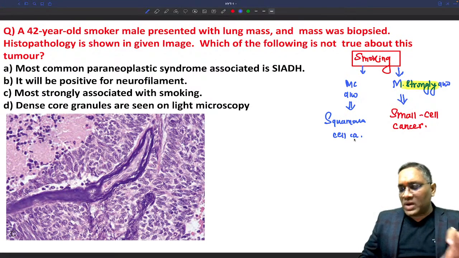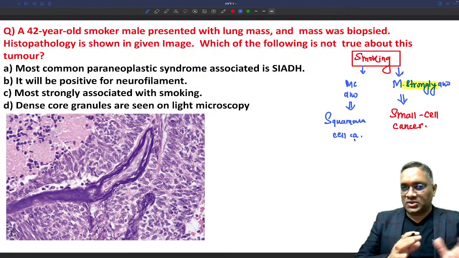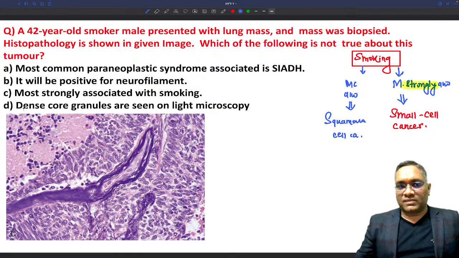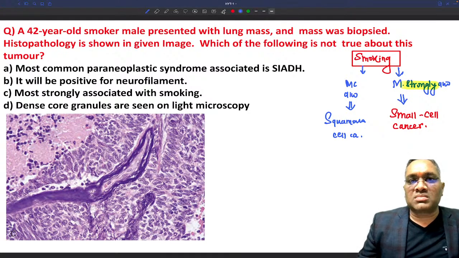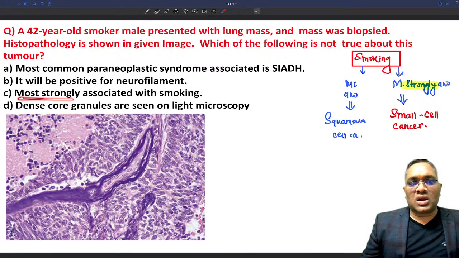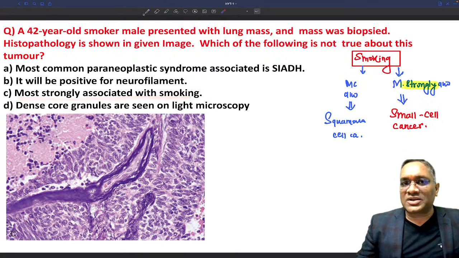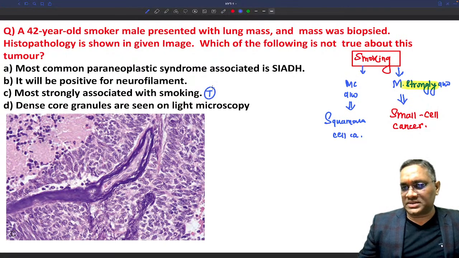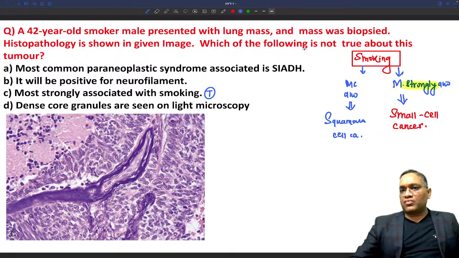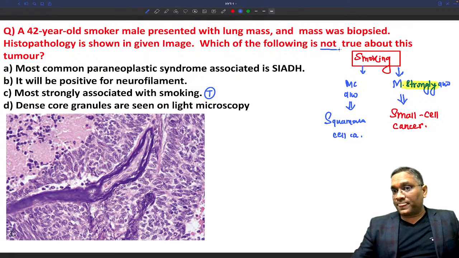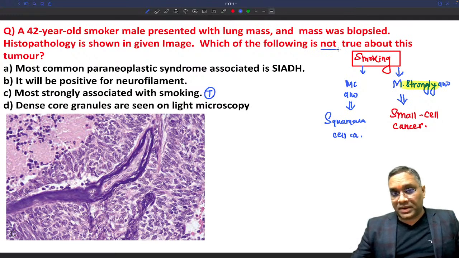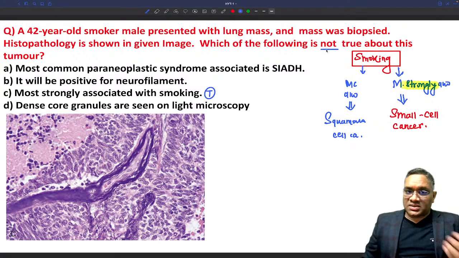What we are seeing here is the Azopardi effect, right? And this Azopardi effect is seen in small cell cancer of lung. So if I talk about option C, most strongly associated with smoking, that should be a true statement. That should be a correct statement, right? And we have to find out which is not true. It is a true statement, right? Strongly associated is small cell cancer.